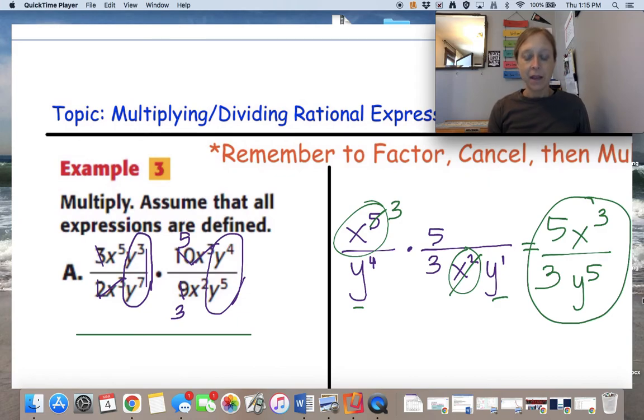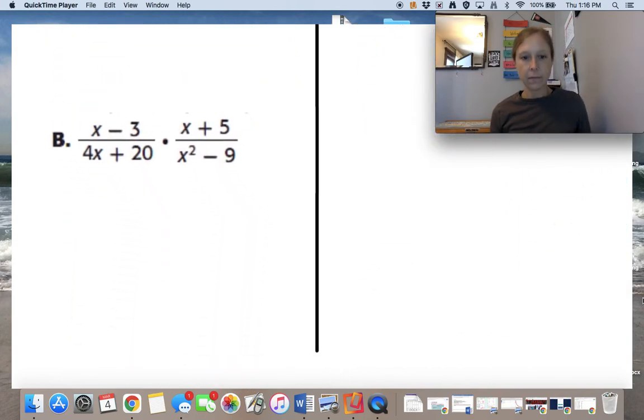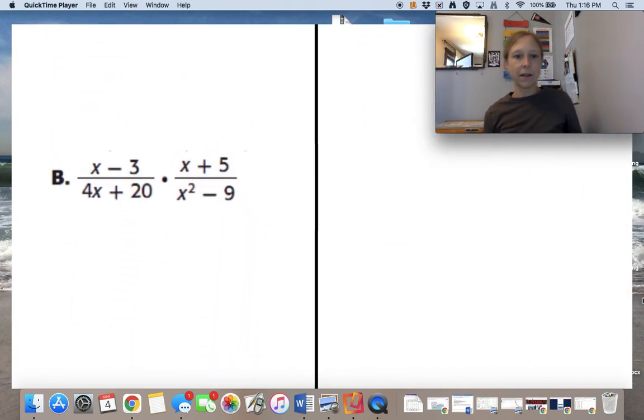Okay. All right, last thing. The directions for these say assume that all expressions are defined. That means we don't have to worry about looking at what x can't equal. Okay, we get to skip that part. All right, let's try another one. Remember, we're going to factor, cancel what we can, and then multiply things together.